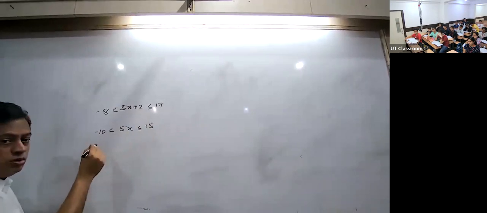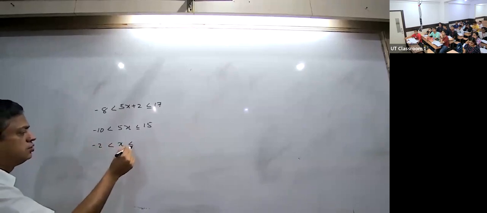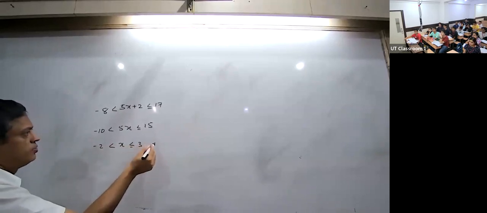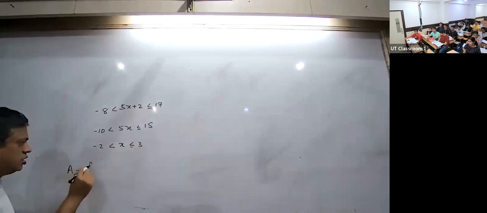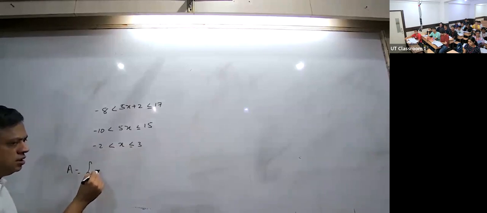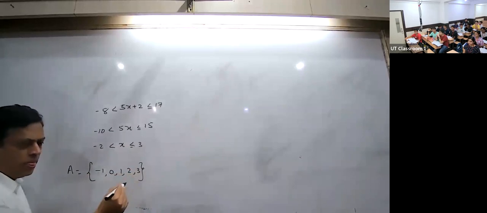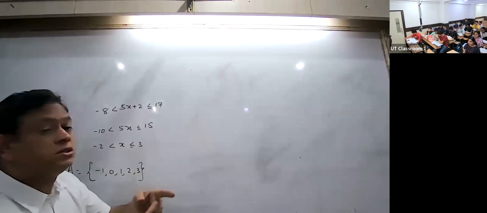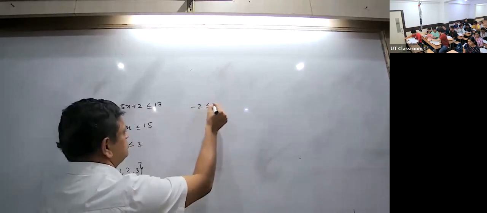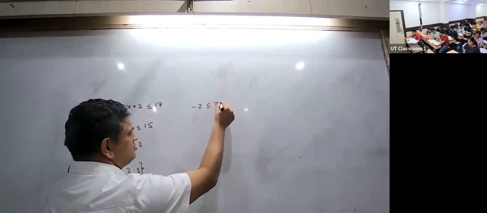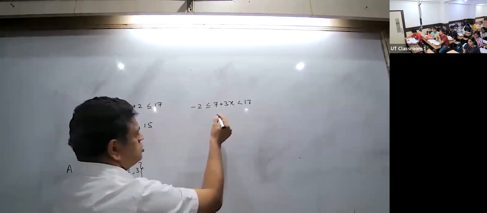Now what do you have to do? Divide by 5. Minus 2 less than x less than or equal to 3. Okay, x belongs to I, so A is equal to what are the values you'll get? Minus 1, 0, 1, 2, 3. Okay, now what is the B set? B is the set of x such that minus 2 less than or equal to 7 plus x less than 17, isn't it? So what do you need to do?